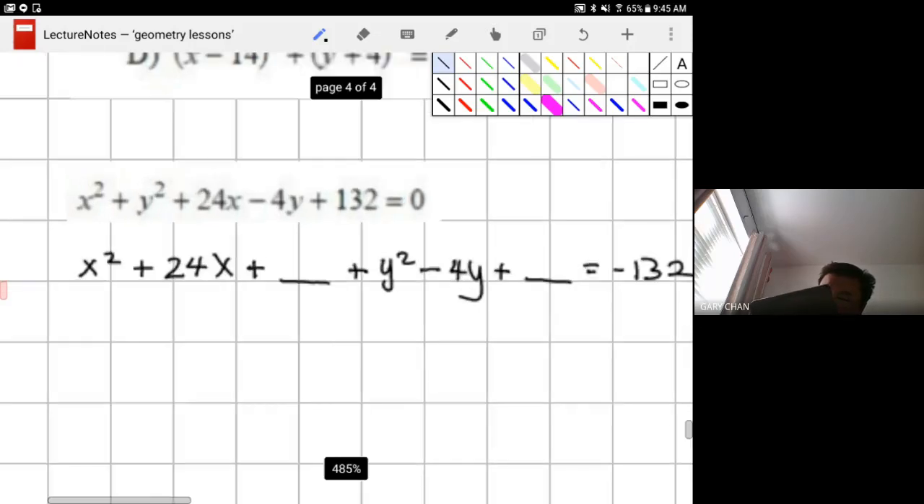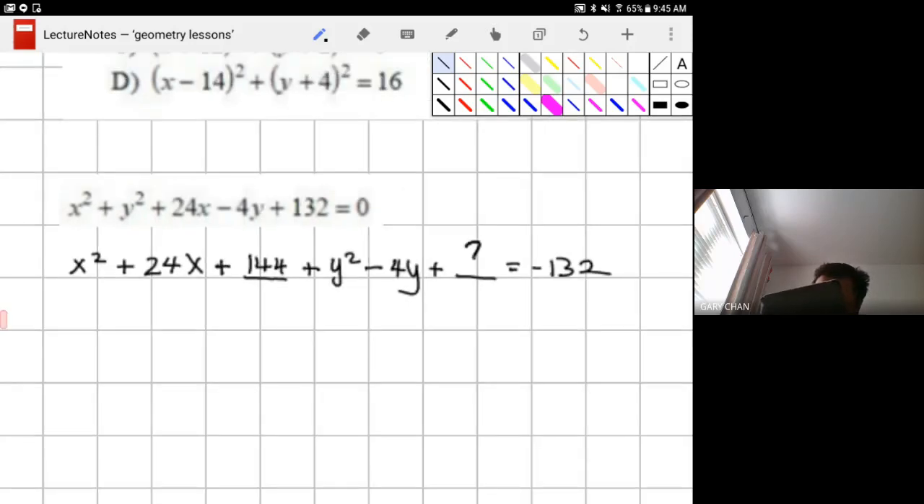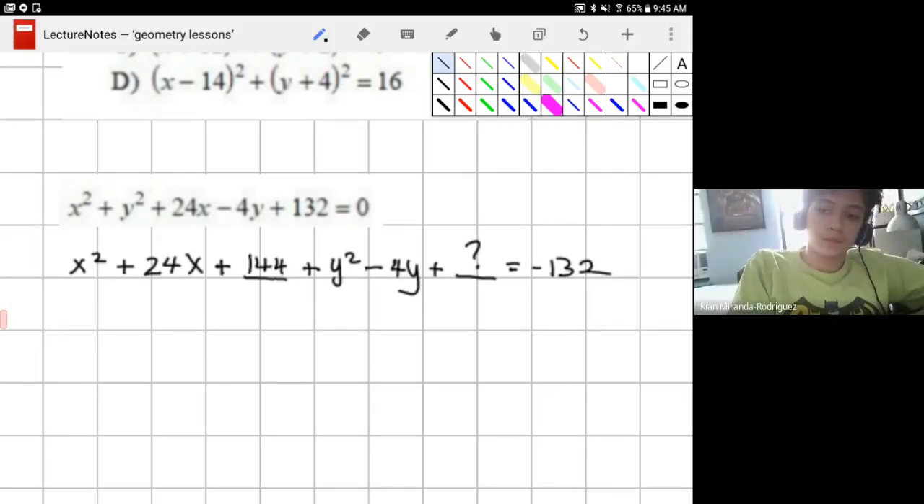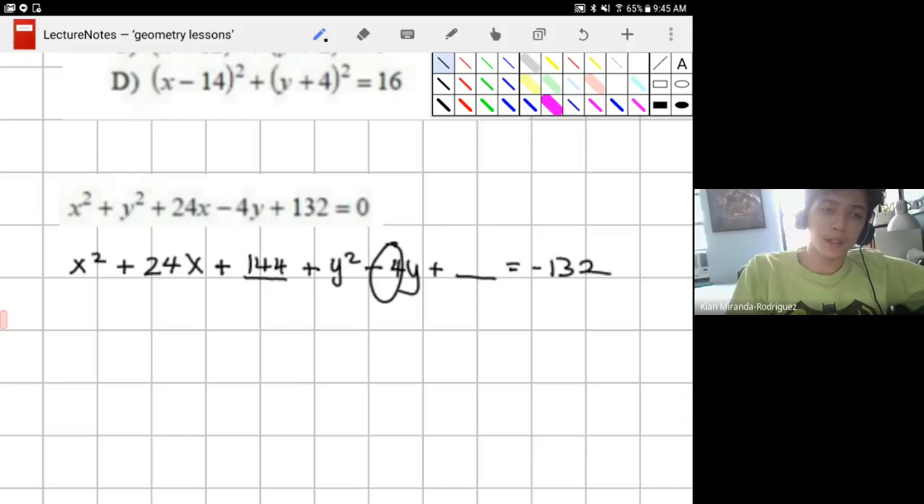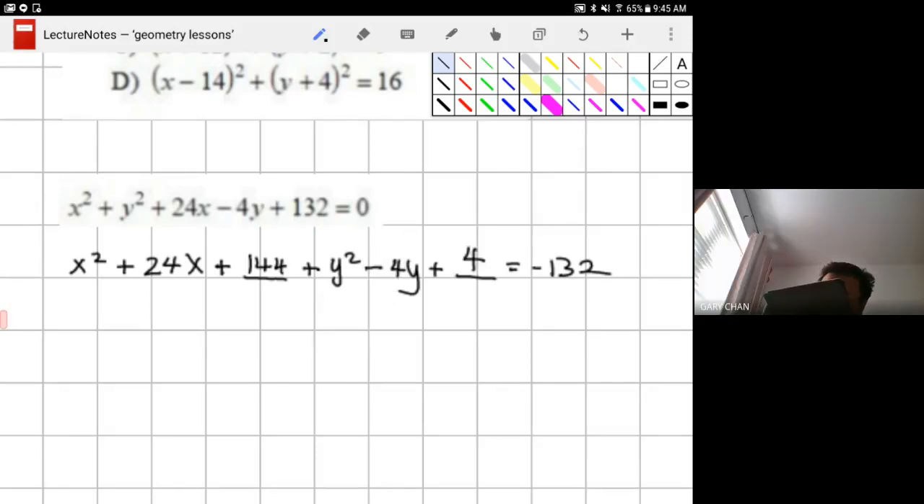Michael, you are so good at this. What is going to be the number that I'm going to add over here? 144. 144. Good job. Kian, what am I going to add over here? I'm going to take the middle number and do what to it? You divide it by 2, and that'll be negative 2. Oh, no, it's still 4. Yeah, there you go. So I'm going to add 4.